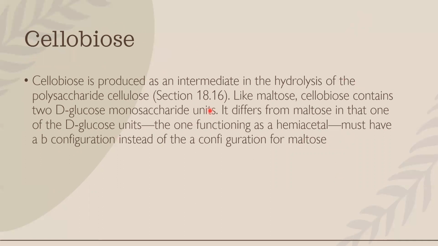Next, we have cellobiose. Now, cellobiose is part of the polysaccharide sugars. It is produced as an intermediate in the hydrolysis of the polysaccharide cellulose. Like maltose, cellobiose contains 2 D-glucose monosaccharide units. It differs from maltose in that one of the D-glucose units, the one functioning as the hemiacetal, must have a beta configuration instead of the alpha configuration found in maltose.